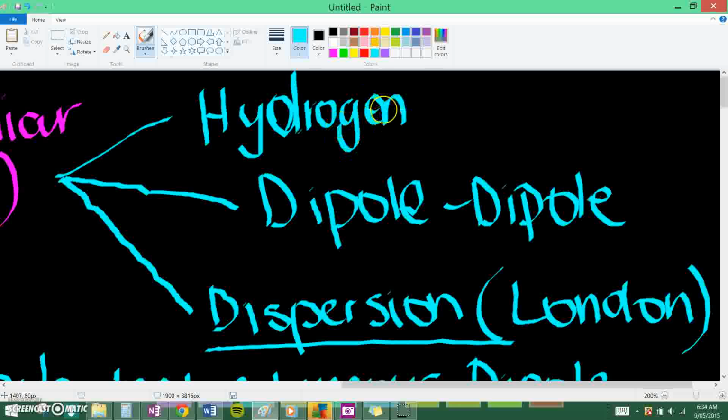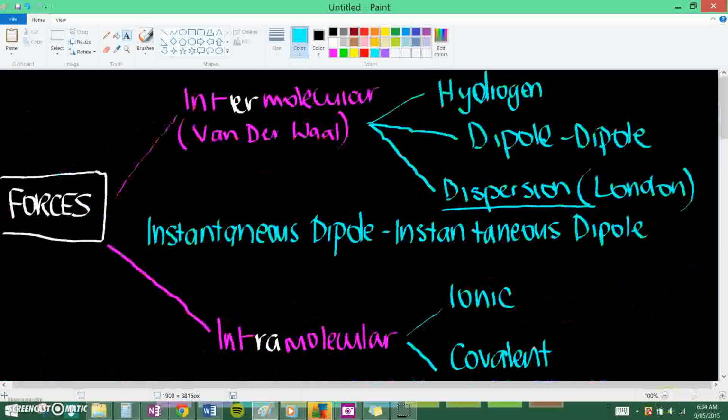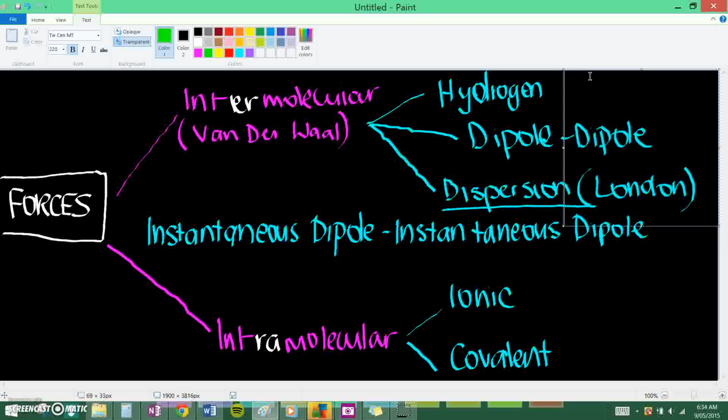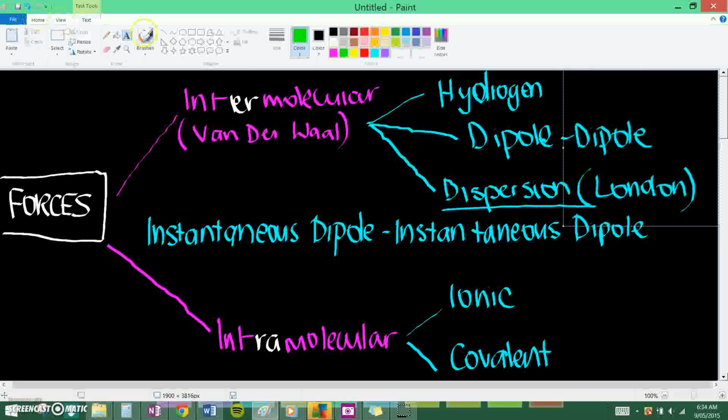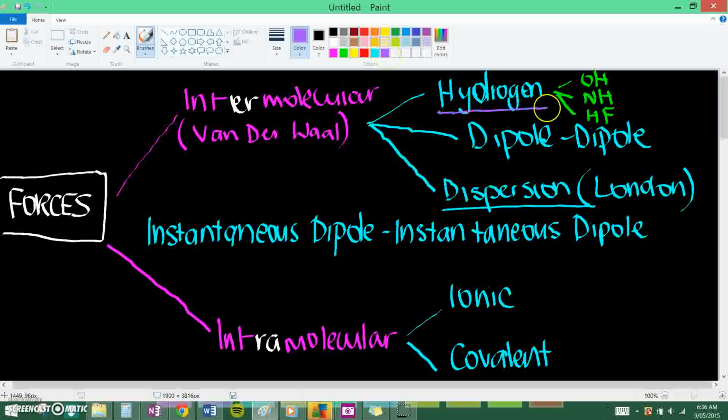Hydrogen bonds. And hydrogen bonds are present in lots of places, and there's 3 types of hydrogen bonds, and they are from strongest to weakest: OH, NH, and HF. Now, for hydrogen or dipole-dipole forces, there has to be a polar. It has to be polar.